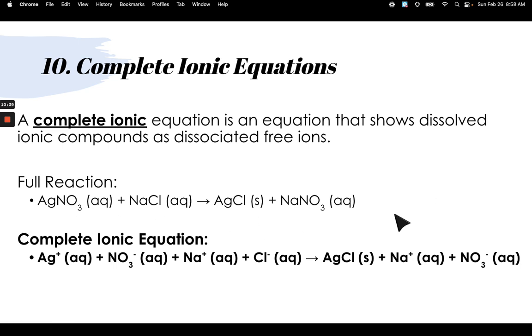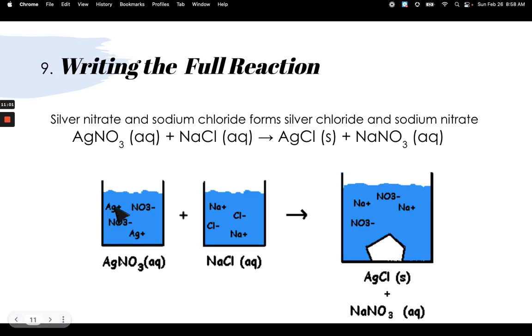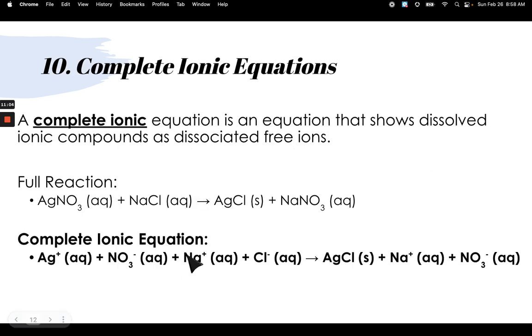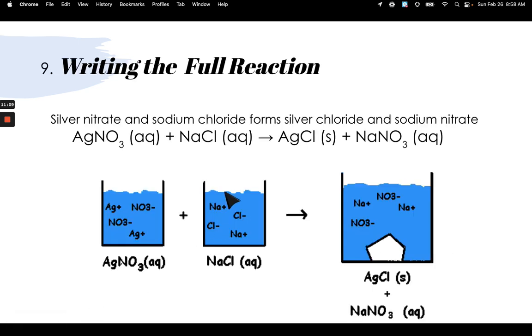So here was our full reaction. We know the silver nitrate was aqueous. We know the sodium chloride was aqueous. We know this was a solid. We know the sodium nitrate is aqueous. Look at the difference here. Here is the complete ionic equation. So instead of just saying aqueous, we show that the silver and the nitrate are dissociated in the solution. We actually show this picture, okay? And we also show the sodium chloride is dissociated in the solution. It's not floating around as a molecule of some sort. It's floating around as sodium and chloride ions.